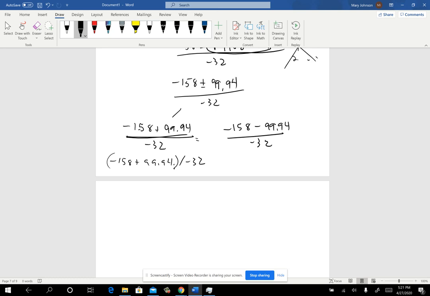I do negative 158 plus 99.94. I get negative 58.06, divided by negative 32. So after I hit enter and get the negative 58.06, I divide by the negative 32, and then I round to the nearest tenth. So about 1.8. For this one, negative 158 minus 99.94 gives me negative 257.94, divided by negative 32. And that gives me about 8.1 when I round to the nearest tenth.